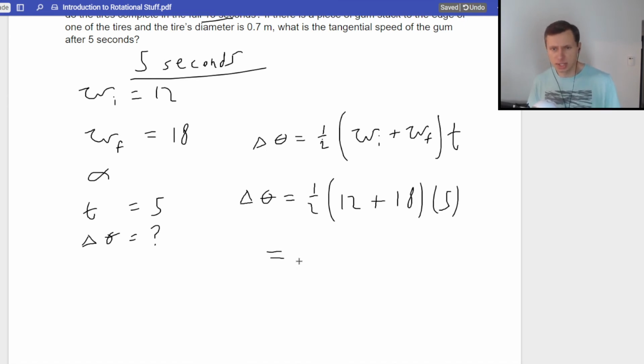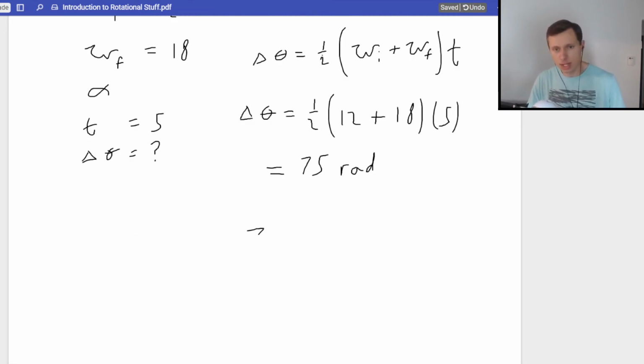12 plus 18 is 30. 30 divided by 2 is 15. 15 times 5 is 75. And that's, again, radians. Now, we were asked to solve for revolutions, as is very common. I'm not just doing that to be annoying. It's very common to ask for revolutions, not radians. So I just want us to get in the habit of doing that, because it's going to happen so often. So 75 radians.